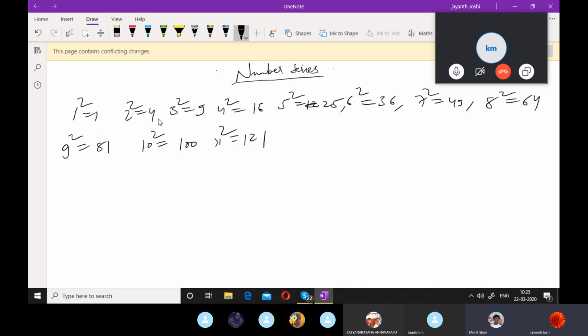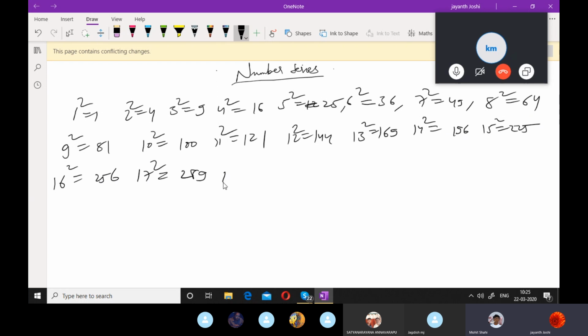So 1 square 1, 2 square 4, 3 square 9, 4 square 16, 5 square 25, 6 square 36, 7 square 49, 8 square 64, 9 square 81, 10 square 100, 11 square 121, 12 square 144, 13 square 169, 14 square 196, 15 square 225, 16 square 256, 17 square 289.